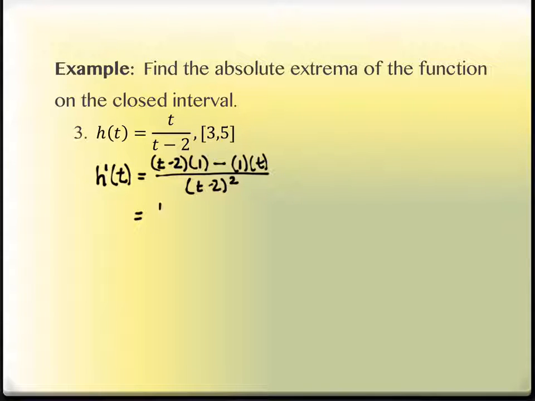All right, cleaning up the numerator. This is t minus 2 minus t over t minus 2 squared. Please do not cancel out the t minus 2 in the numerator and the t minus 2 in the denominator. You can't do that, because in the numerator you've got addition and subtraction joining them, and not multiplication, okay? So we do need to simplify the numerator as it is, which will give me what? Negative 2 over t minus 2 squared. Okay, so now what happens if I try to set this equal to 0?